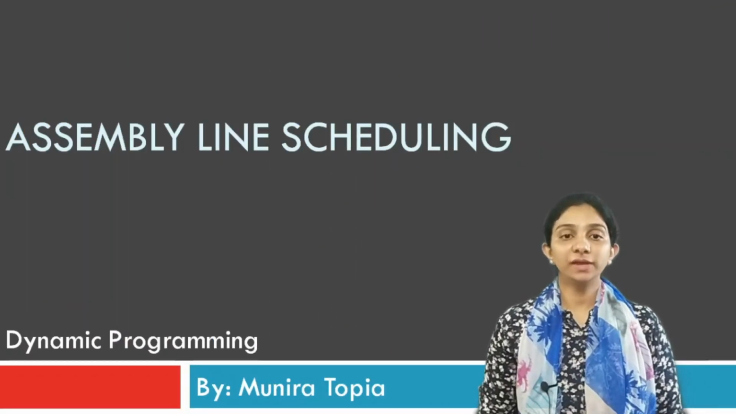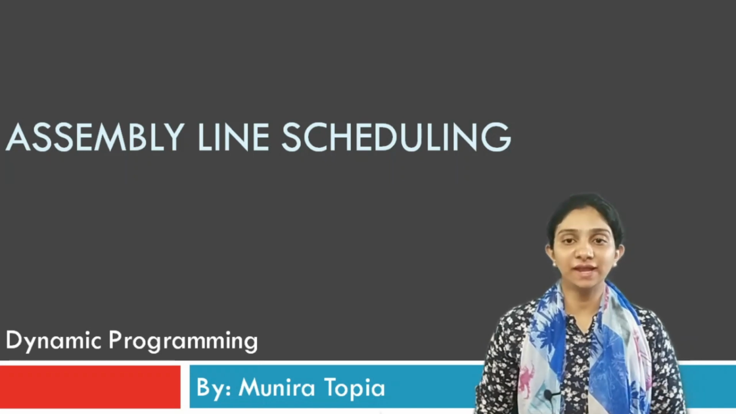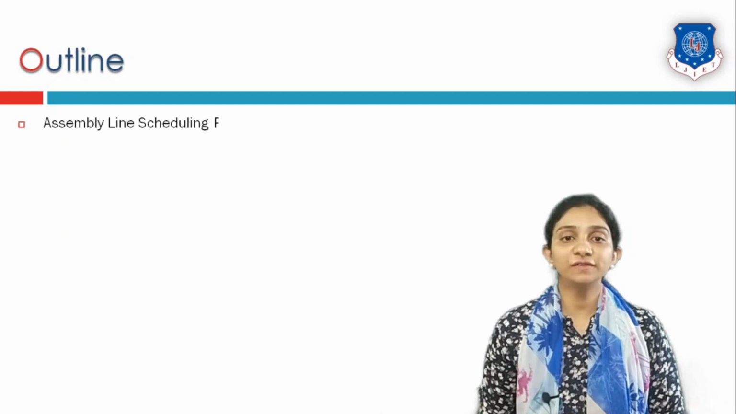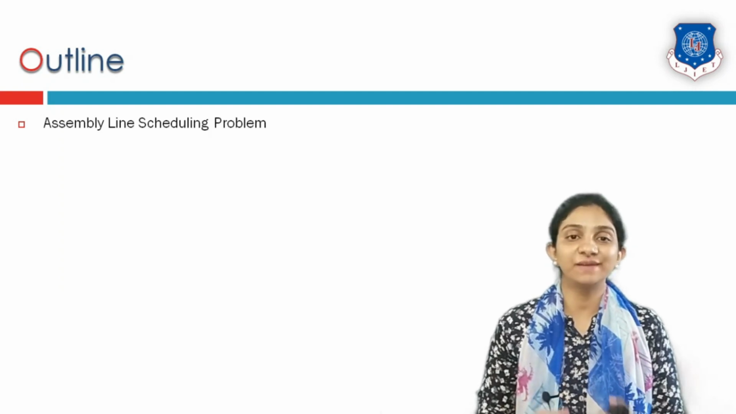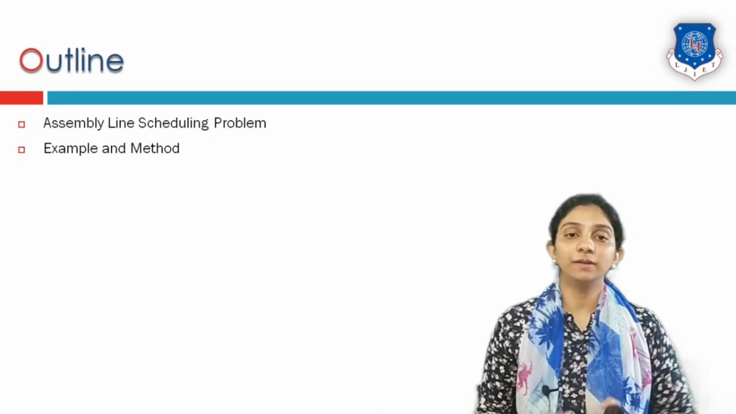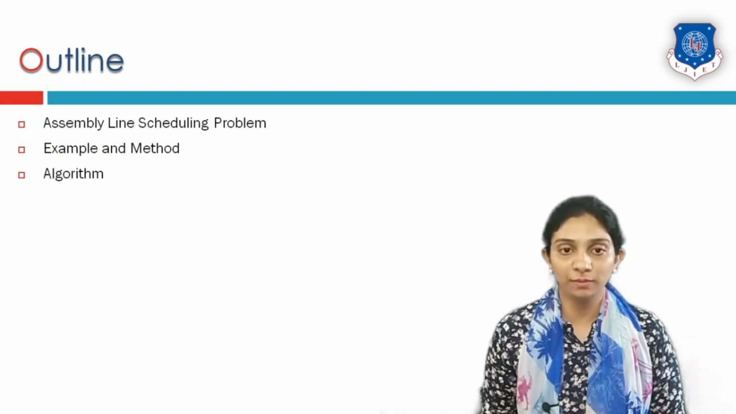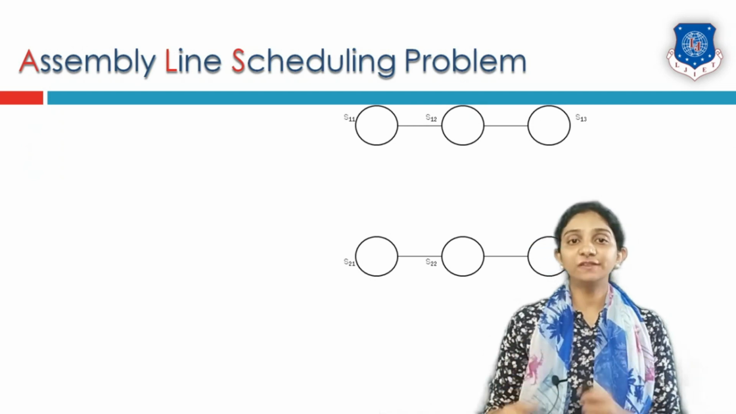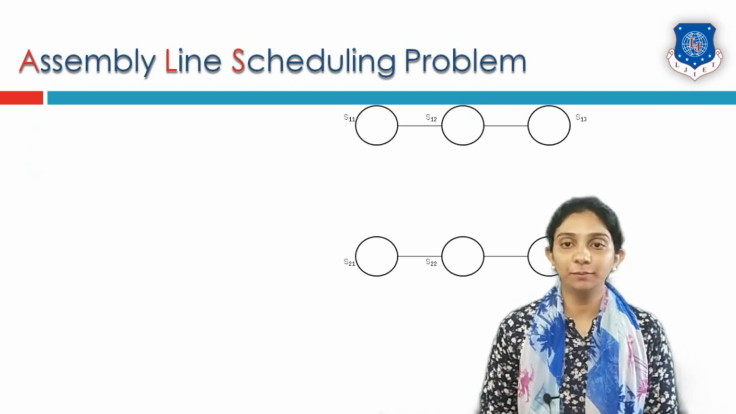Hi, today we are going to study the assembly line scheduling dynamic programming problem. First, we will see what the assembly line scheduling problem is, followed by an example, a method to solve the problem, and an algorithm for the same. Let us start with the assembly line scheduling problem.